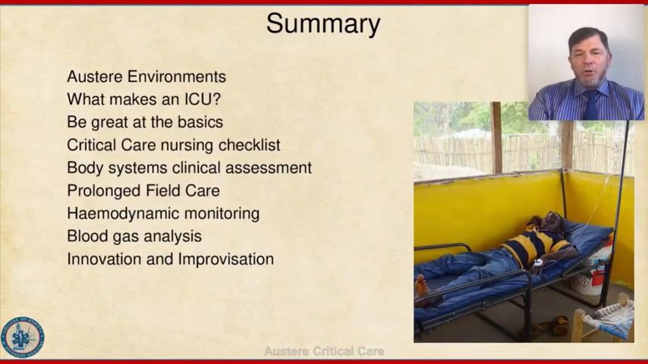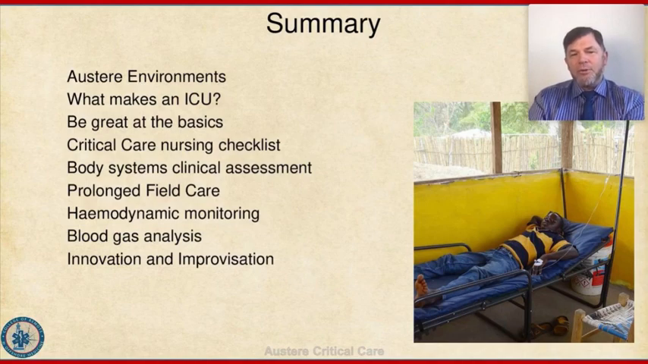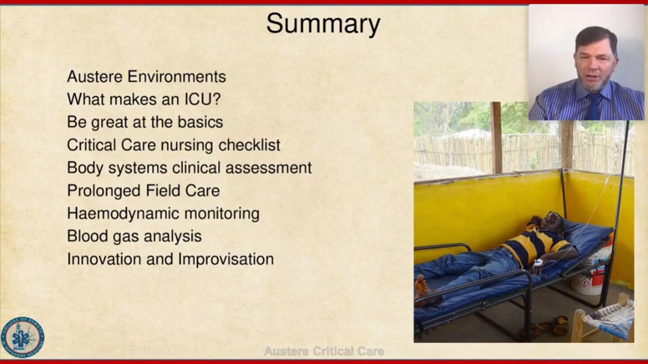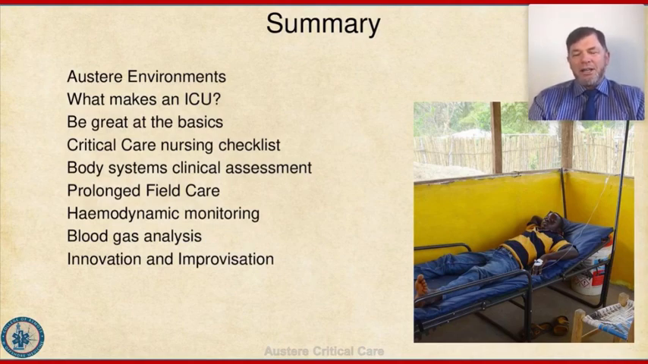In summary, what we're going to do, or overview, is we're going to talk about the different austere environments and what makes an ICU within those environments. We'll talk about some of the basics. We'll talk about critical care nursing checklist, body systems clinical assessment, HIT PFC. You probably have had PFC training in the past, but we're going to bring it into the austere critical care side of things. We'll talk about hemodynamic monitoring for remote medics, a bit of blood gas analysis, and of course, improvisation.